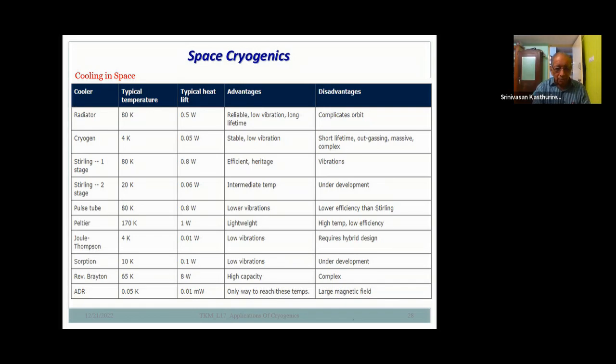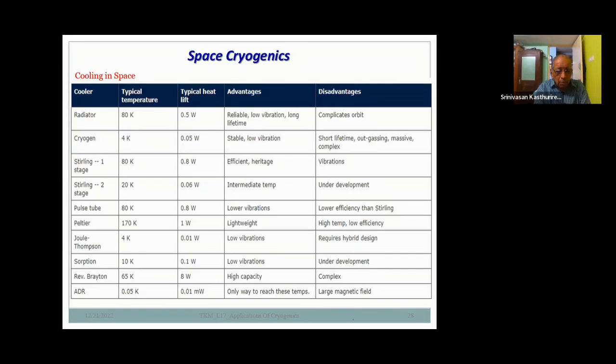Pulse tube systems are fairly well developed, with a typical temperature of 80 Kelvin and a cooling power of 0.8 watts. If you go to Peltier type coolers, you operate at a very high temperature of 170 Kelvin with a cooling power of about 1 watt. It is lightweight, but high temperature and low efficiency. Joule-Thomson coolers and Sharpson coolers are also there. These are coolers which are more or less completely vibration free.